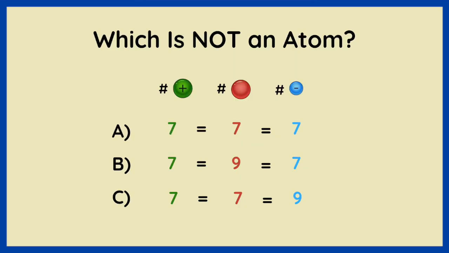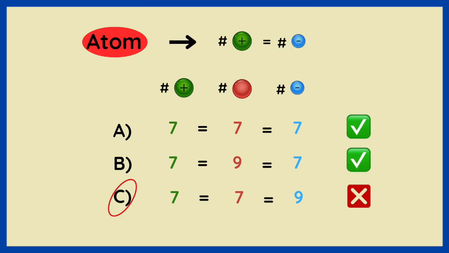With that in mind, which of these subatomic count combinations does not represent an atom? A, B, or C? Very simply, we go back to the definition of an atom and we see that the last one is the only one that's not an atom, because the number of protons and electrons are not equal, so scenario C doesn't fit the definition of an atom.